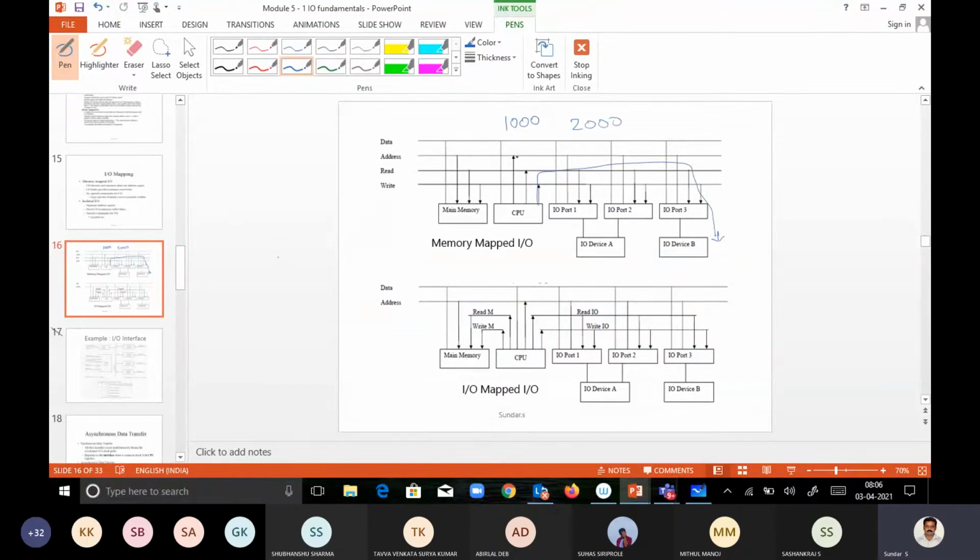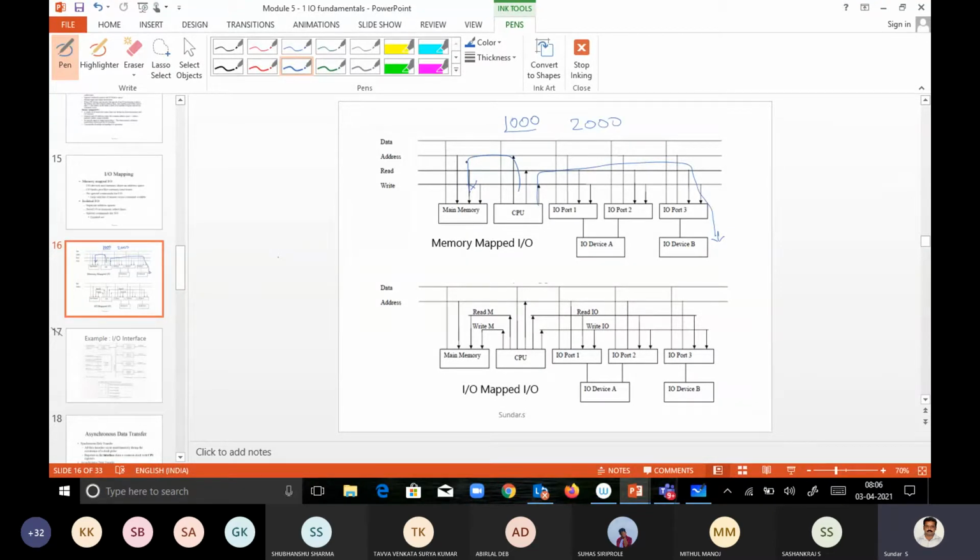So that's the concept, that's the idea. We have a common address bus, common data bus, common read signal and write signal, and based on what type of address the CPU generates, it will either go to the IO devices or go to the memory. So this diagram refers to memory mapped IO.